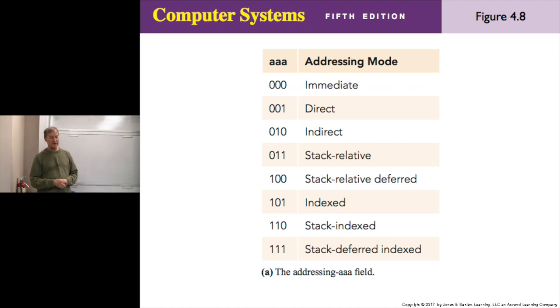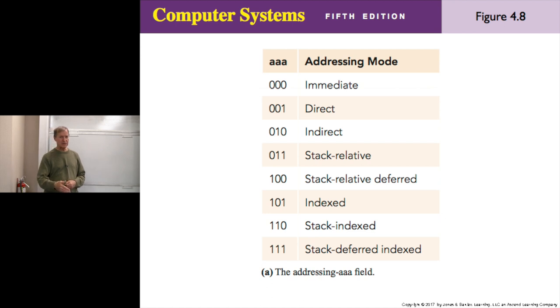And then we looked at the table in figure 4.8 that shows us how to decode the addressing mode. So we looked at the addressing AAA bits, and you just go to this figure 4.8 and you can look up in the table what the addressing mode is. Now today we are going to learn direct addressing. So in figure 4.8, what is the addressing AAA field for direct addressing? 001. So all of the examples that we're going to look at today are going to have that 001 for the addressing AAA field. Okay?